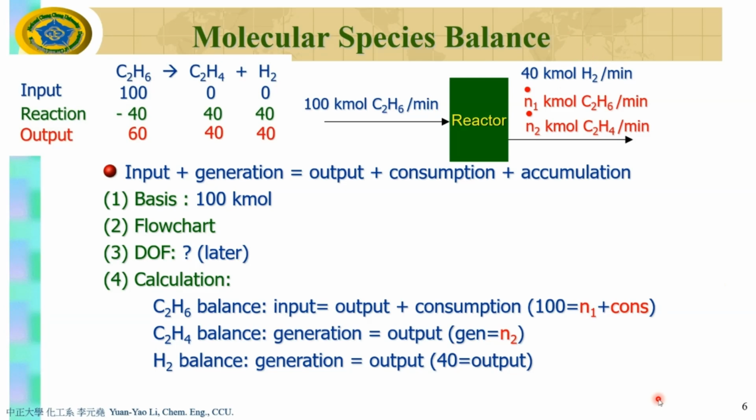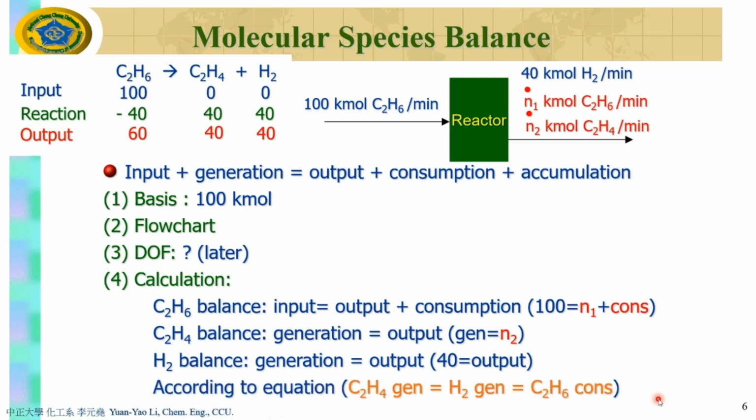Okay, what next? According to the equation, this is the key point in this slide. The C2H4 generation will be equal to the generation of the hydrogen, right? Which will be equal to the moles of the consumption of the C2H6, because the stoichiometric coefficients are 1, 1, 1 here. So you need to write down something like this in order to solve the problem of N1 and N2.